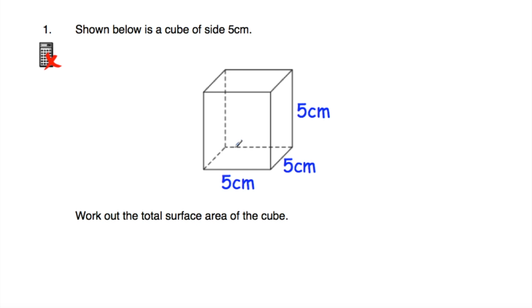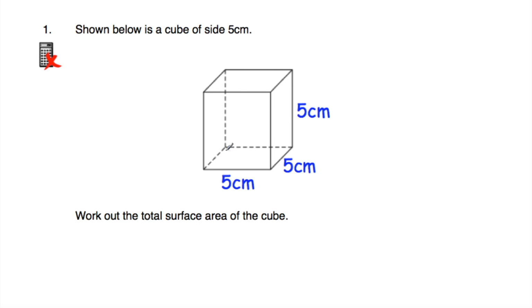So we need to find the area of the front of the cube, the back, the top, the bottom, the left-hand side, and the right-hand side of the cube. Now the good thing is, because it's a cube, all 6 faces are identical. They're all 5 by 5 squares. So if we find the area of one of the faces, then we can just times it by 6 because all 6 faces have got the same area.